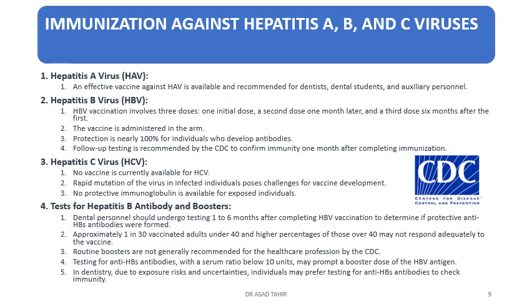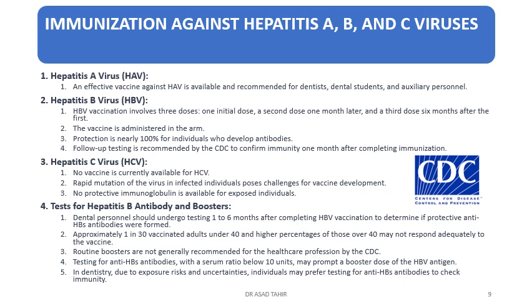Immunization against hepatitis A, B, and C viruses. Hepatitis A virus, HAV. An effective vaccine against HAV is available and recommended for dentists, dental students, and auxiliary personnel. Hepatitis B virus, HBV. HBV vaccine involves 3 doses, one initial dose, a second dose 1 month later, and a third dose 6 months after the first.